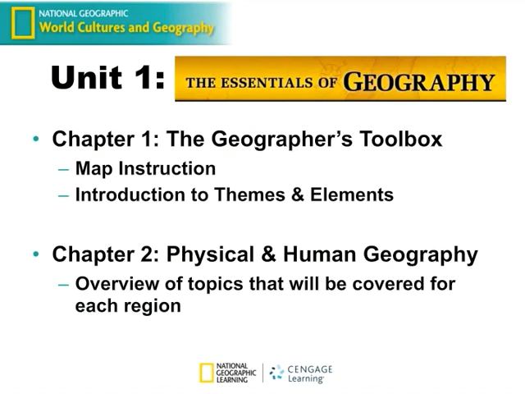Before we get into the example of the South Asia unit, I want to point out that in Unit 1 of each of the student books is the Essentials of Geography. In this unit, students will learn essential skills like what geographers use in the field, especially maps, as well as an introduction to the themes and elements of geography. They'll also get an overview of the types of topics that will be covered for each region.